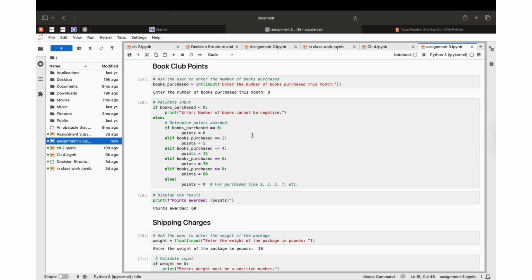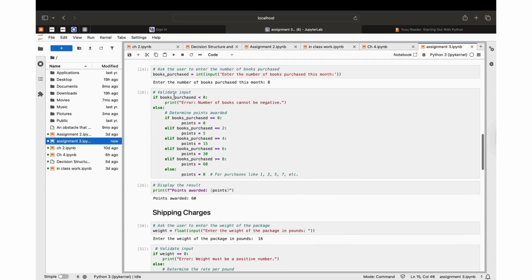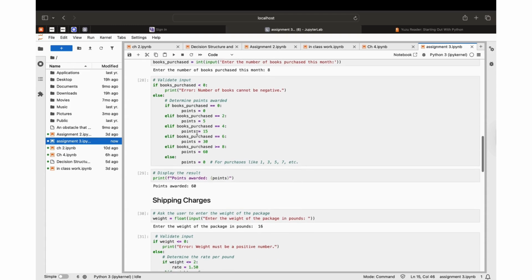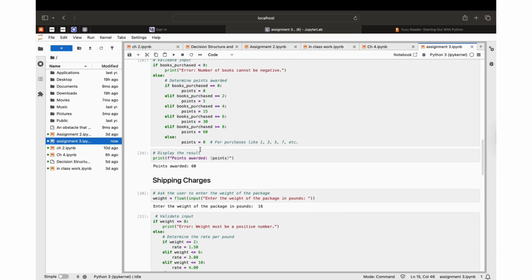Okay. And in book club points, I asked the user to enter the number of books purchased, and that was an input variable as well. And then from the problem, I chose 8. And then you need to validate the input, so it's an if statement. If it's less than 0, then it can't be calculated, it can't be negative. And then anything else, if they actually put a number, you determine the points awarded.